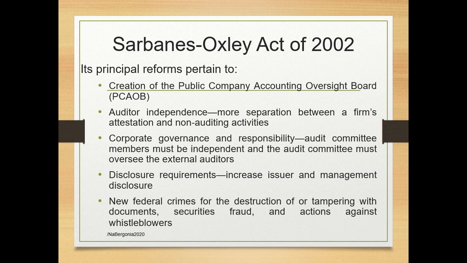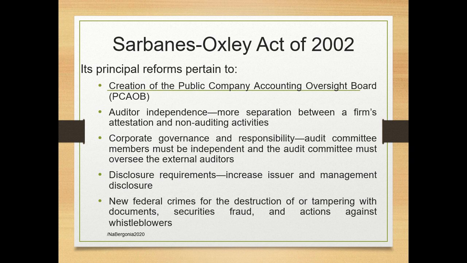So some of the rules of this Sarbanes-Oxley Act became effective almost immediately, and others were phased in over time. The Act establishes a framework to modernize and reform the oversight and regulation of public company auditing. Kasi di ba, one of the issues in terms of Enron and WorldCom is that it's all about auditors' independence. So its principal reforms pertain to, number one, creation of the Public Company Accounting Oversight Board. So it's in the US na.